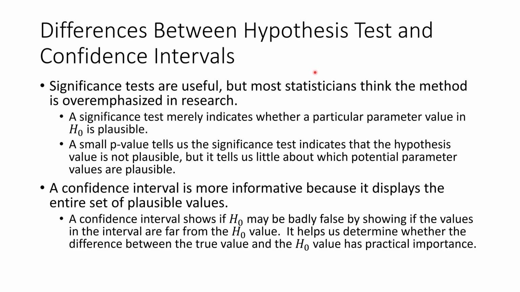In this video, we will discuss types of errors in hypothesis testing and the difference between hypothesis testing and confidence intervals. Significance tests are useful, but most statisticians think the method is overemphasized in research. A significance test merely indicates whether a particular parameter value in the null hypothesis is plausible.